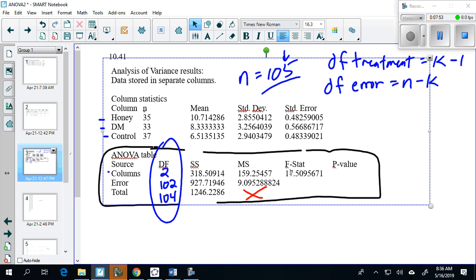If needed, I also need to be able to calculate the p-value. How do you calculate the p-value for that particular F statistic? What do you need? FCDF on the calculator. Very good.